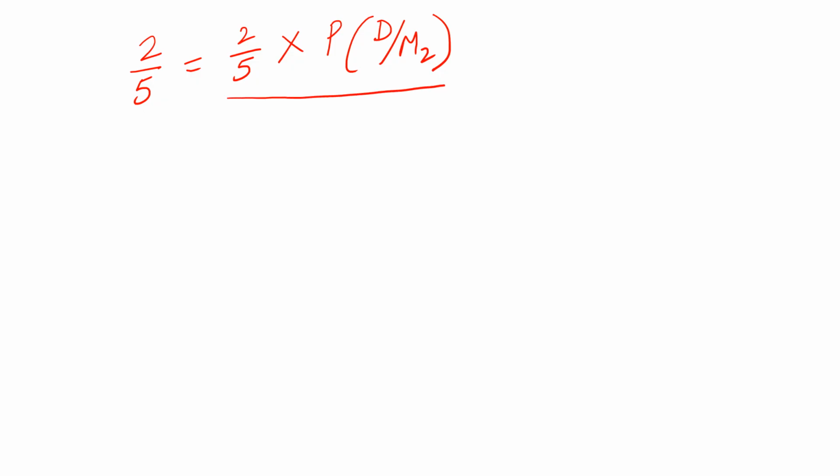Now students, when we put the given values in this equation, we get 2 upon 5 equal to 2 upon 5 into probability of D by M2, whole divided by 1 upon 5. And now we get probability of D by M2 equal to 1 upon 5.